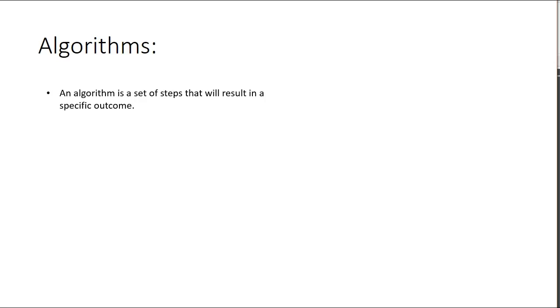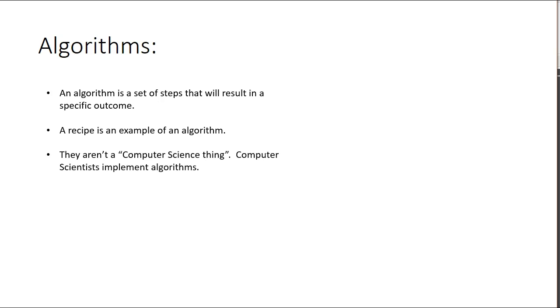So an algorithm is a set of steps that will result in a specific outcome. A recipe is an algorithm. If you follow the directions to make a cake, you should end up with that cake, in theory. I know that's not always the case, especially with my baking skills. But the point I'm making is that an algorithm is simply a set of steps that are followed to get a desired outcome. It's important to understand that algorithms aren't a computer science thing. Algorithms have been around long before computer science existed as a subject matter, and in fact, long before computers even existed. Algorithms are just a set of steps you follow to get to an end result.